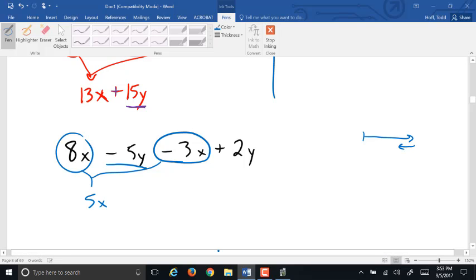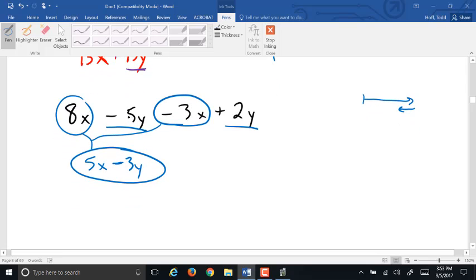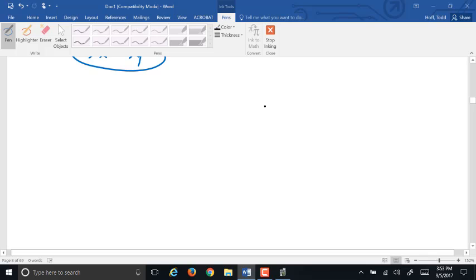Now we have negative 5y and positive 2y makes a negative 3y. So that's a negative 3. That negative becomes a subtraction that hooks those two together. Now, I'm not going to spend a lot of time dealing with combining those single digits like that. I want to talk a little bit now about multiple digit algebraic numbers.